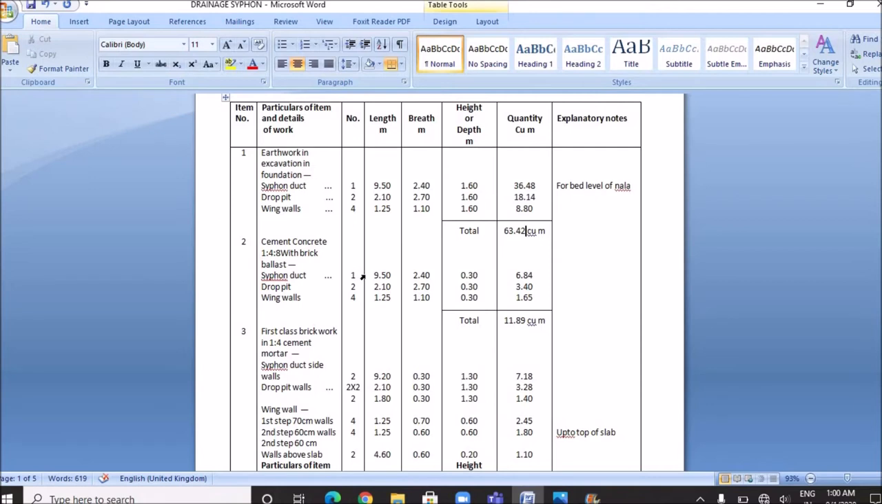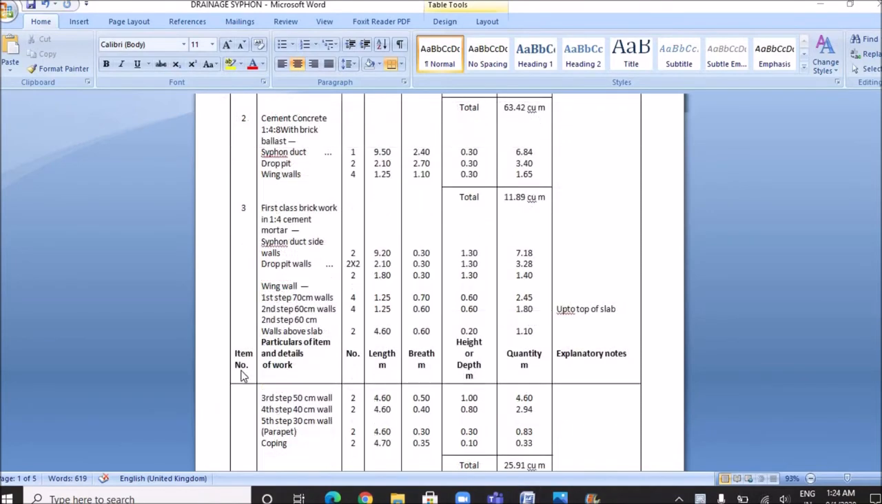So for siphon duct, it is 1 into 9.5 into 2.4 into 0.3, which is equal to 6.84 cubic meter. For drop pit, it is 2 into 2.1 into 2.7 into 0.3, which is equal to 3.4 cubic meter. For wing walls, it is 4 into 1.25 into 1.1 into 0.3, which is equal to 1.65 cubic meter. And the total quantity is 11.89 cubic meter.